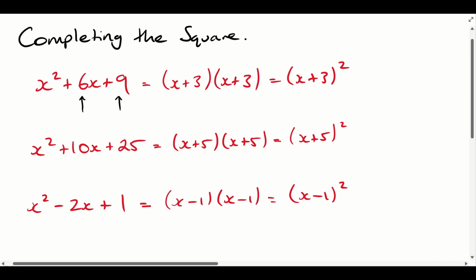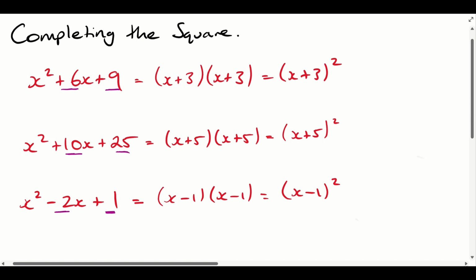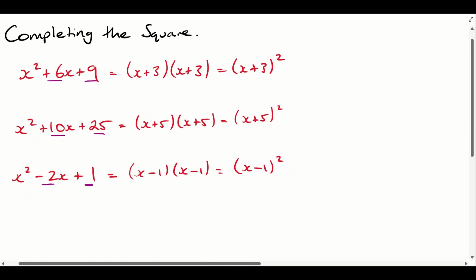Now, what I want to have a look at, and what's going to be important for the rest of this video, is the relationship between this number here, the 6, and the 9. Or over here, it would be the 10 and the 25, or the minus 2 and the 1. So let's have a look at what I've actually done to go from 6 to 9 here, or from 10 to 25, or from minus 2 to 1. And then we're going to have a look at the numbers that actually appear in our square brackets.